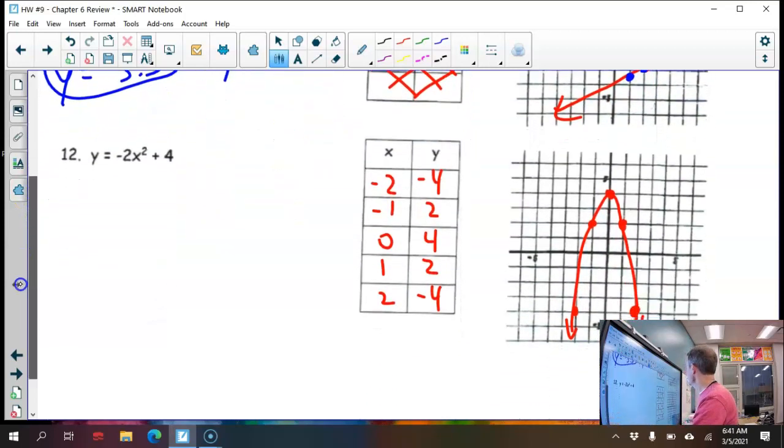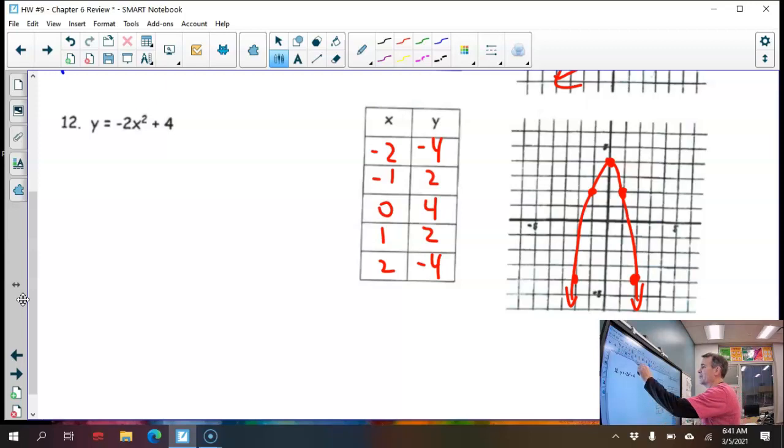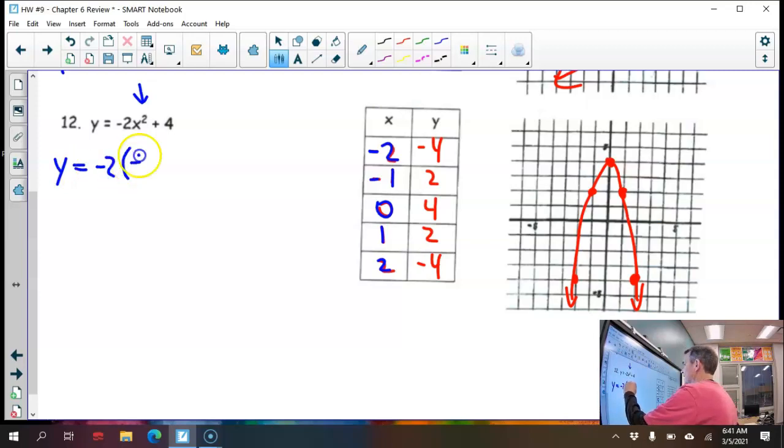All right, number 12. This is a nonlinear equation because it has an exponent. So, because it's nonlinear, the directions told me my x values needed to be negative 2, negative 1, 0, 1, and 2. And to find the y values, I substitute those in for x one at a time. So the first one would be y equals negative 2 times negative 2 squared plus 4. Let's go ahead and do that one.